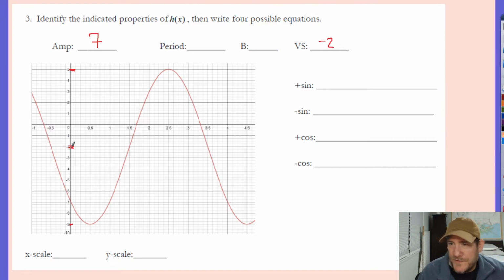From here you can also double check everything. Negative 2 adding 7 gives 5? Yeah. Negative 2 subtracting 7 gives negative 9? Yeah. So you know that negative 2 is the middle, and you know that your amplitude's right. You can just double check.